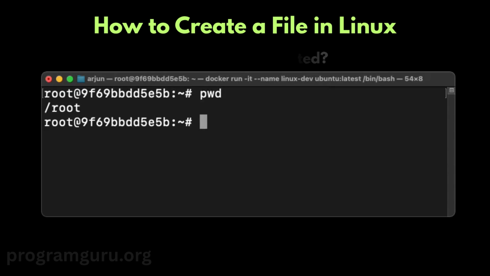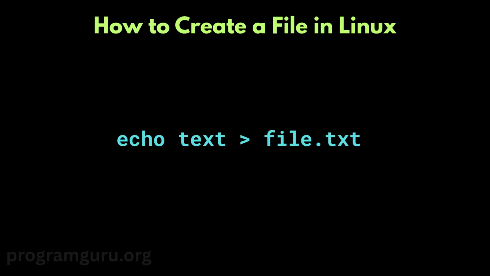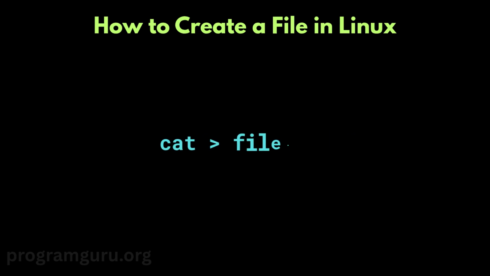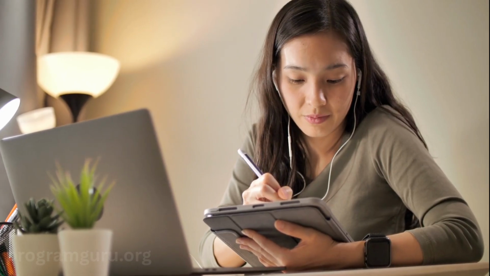Let's quickly recap. touch file.txt creates an empty file. echo text > file.txt creates a file with text inside. cat > file.txt lets you type manually and save. nano file.txt creates and opens the file in a text editor. And that's it. You've just learned 4 different ways to create files in Linux. Whether you're a complete beginner or just brushing up your skills, these methods will come in handy.